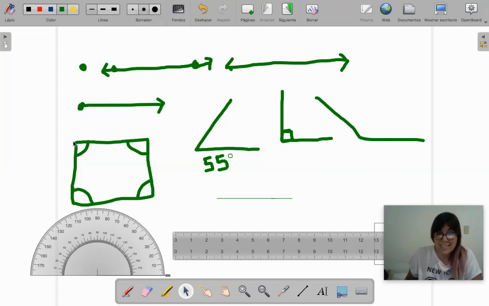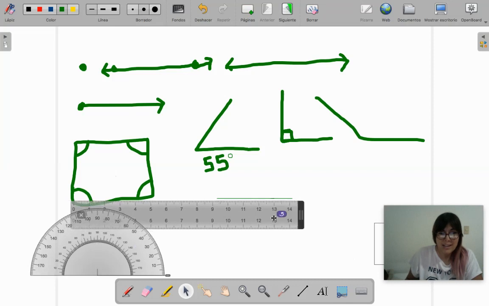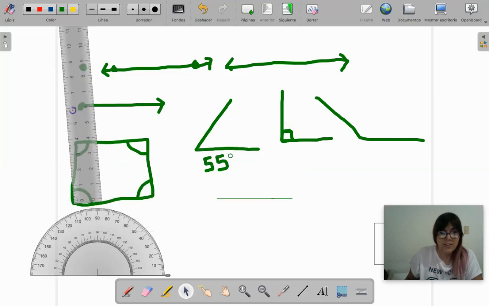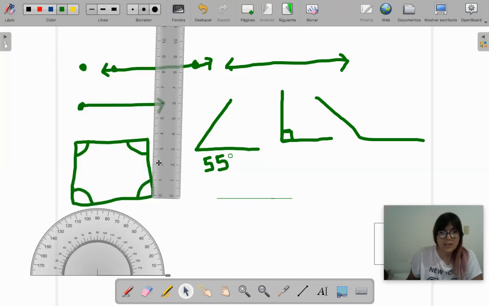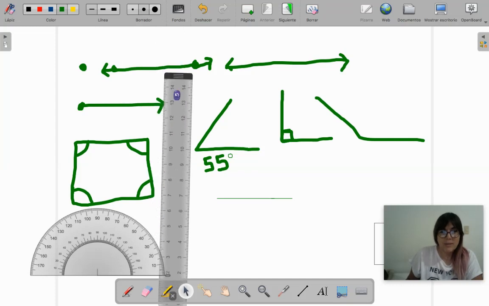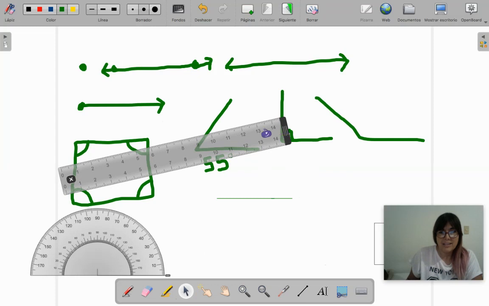But guess what? Here, we could measure this line outside. We could measure this line that is on this side. We could measure this other line. And we can measure the line at the top.